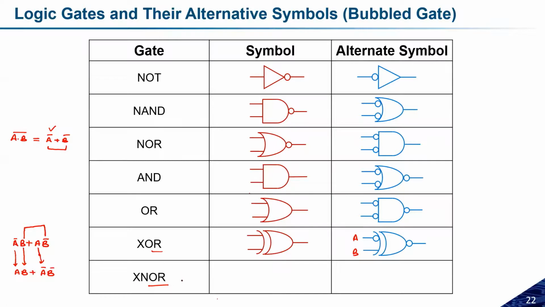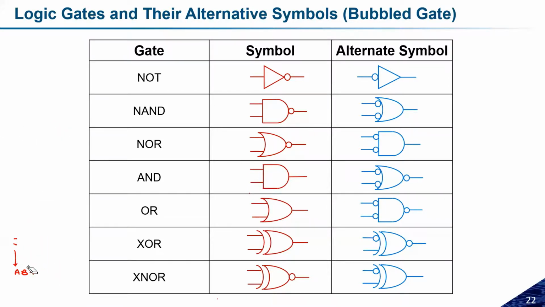If I want to make the XNOR logic with the help of XOR one, I need to place one bubble at any one of the inputs. And alternatively we can make it like this. So these are some of the alternate symbols for logic gates, which we have already discussed before. Now, let us try to utilize this knowledge, whatever we have, for the alternate symbols.